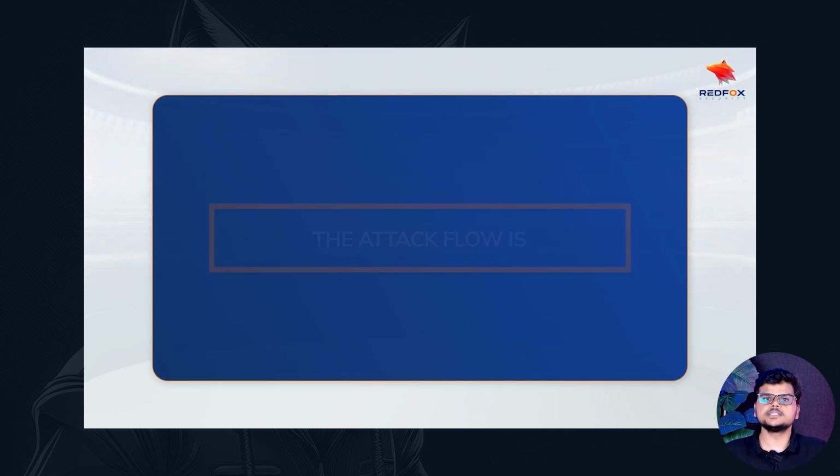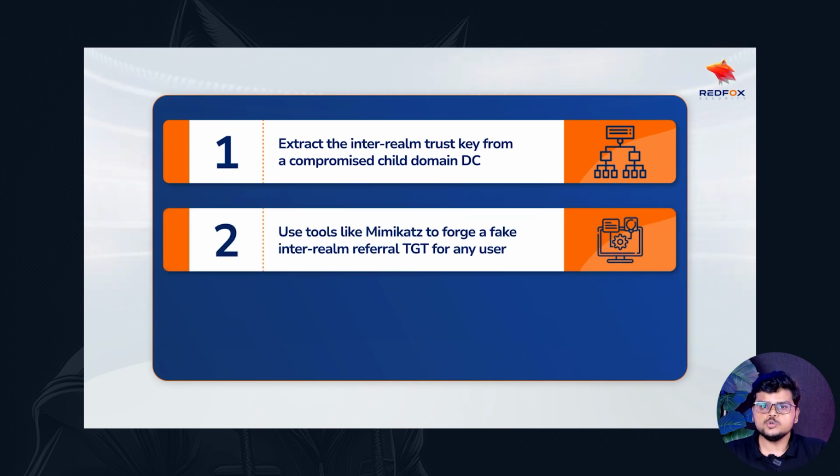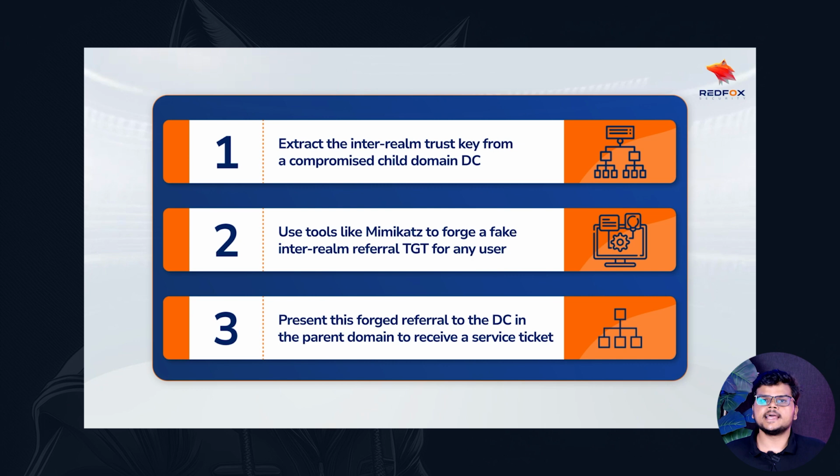The attack flow is: first, extract the inter-realm trust key from a compromised child domain DC. Second, use tools like Mimikatz to forge a fake inter-realm referral TGT for any user. Next, present this forged referral to the DC in the parent domain to receive a service ticket.